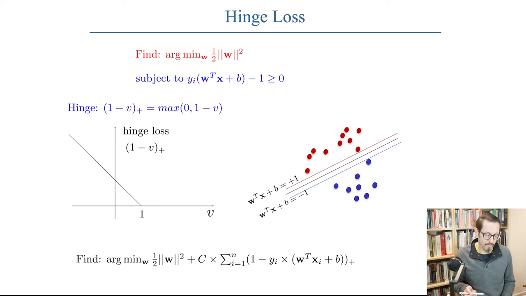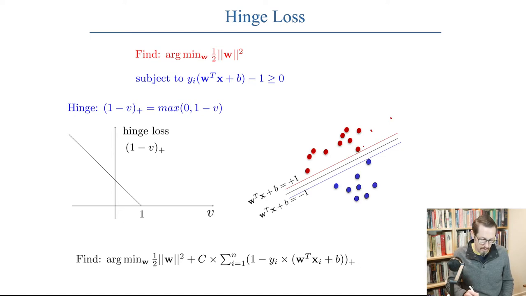What is going on here? Well, not only do we want to find the maximum size of a margin, we want to say that anything which is outside of our margin is good. We don't care about it. There's no loss. So if you have any data points out here, great, zero loss.